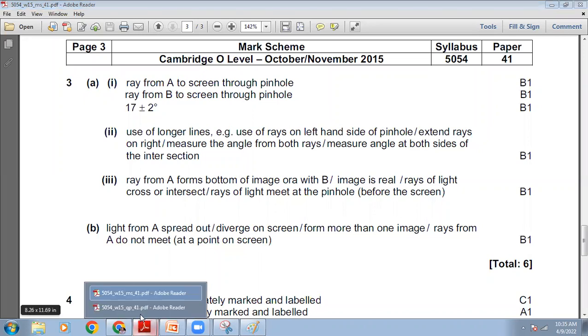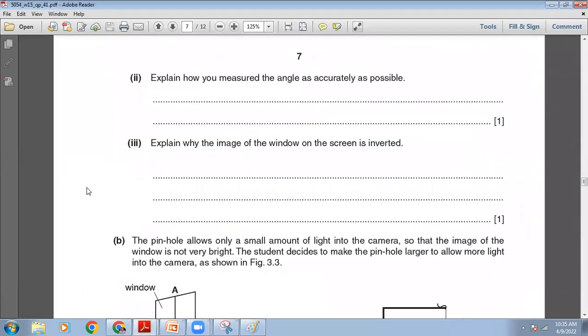Okay, so we are moving to the next question. The next question, number 3. Explain why the image of the window on the screen is inverted. You see, the A was on the top. In the image, it came to the bottom. The B was at the bottom of the object. But when the image formed, it was on the top. So that's why it's inverted. Another reason is because the image formed is real, and that's why it's inverted. Okay, so that is what I think.